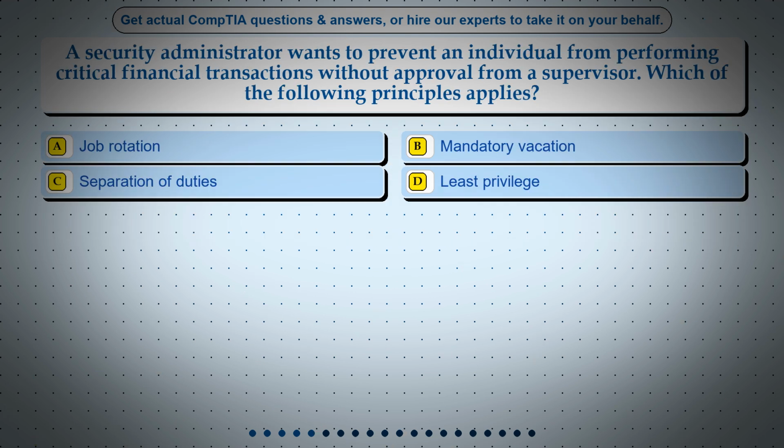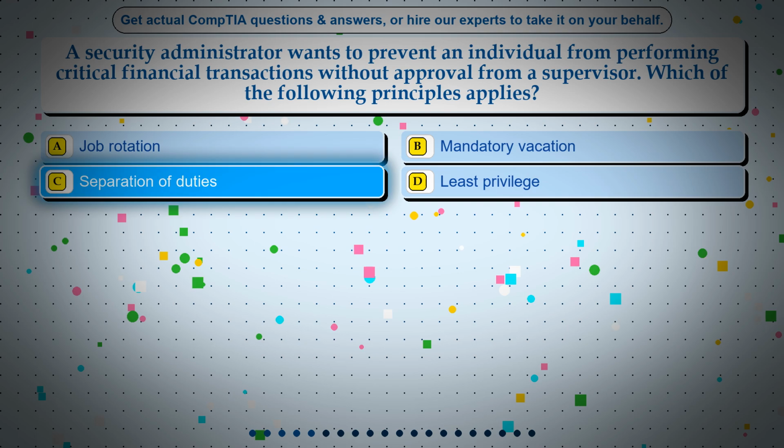Question 5. A security administrator wants to prevent an individual from performing critical financial transactions without approval from a supervisor. Which of the following principles applies? Option A, job rotation. Option B, mandatory vacation. Option C, separation of duties. Option D, least privilege. The correct answer is option C, separation of duties.